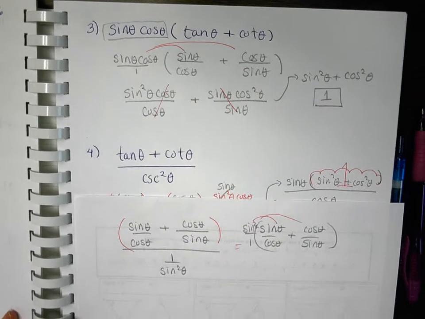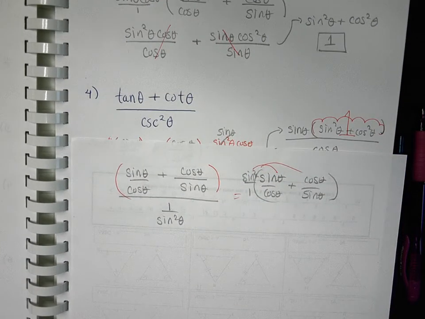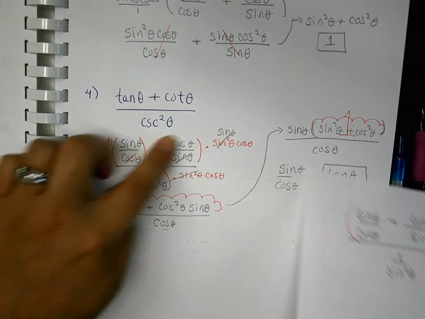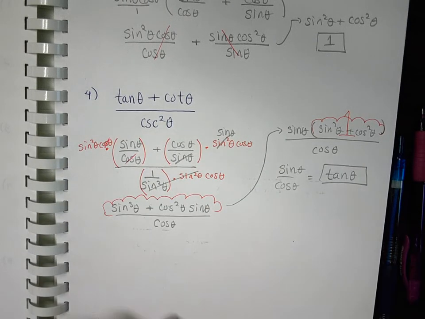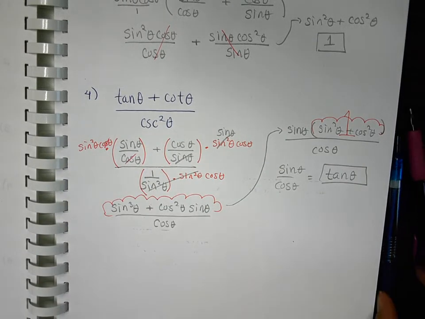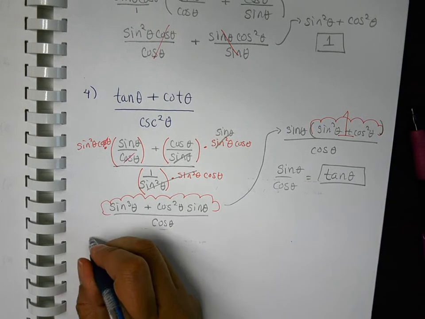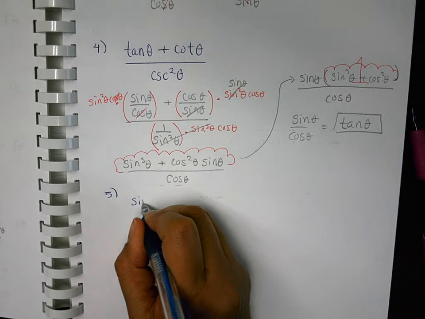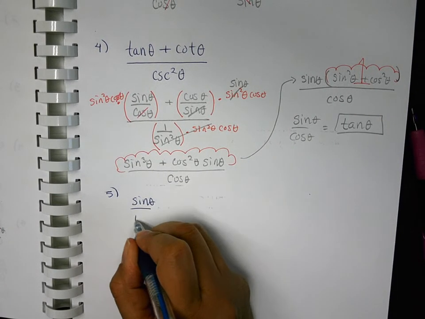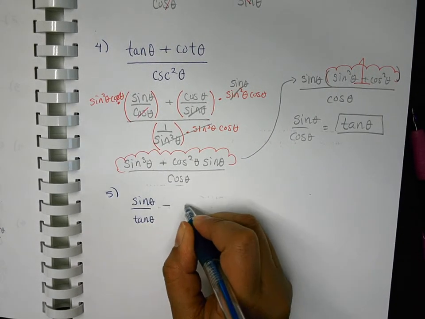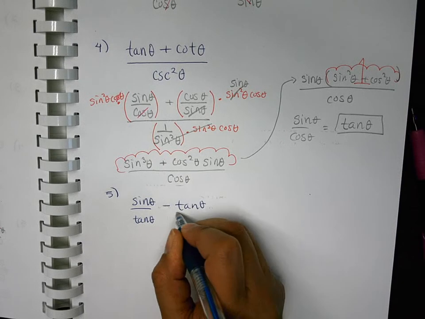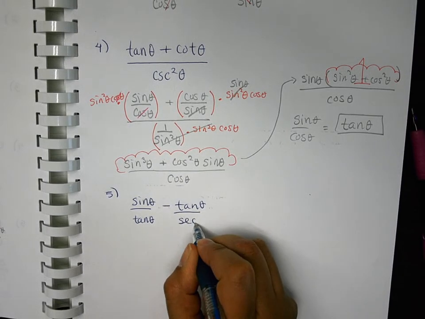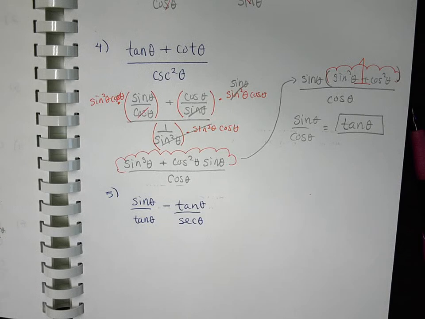There are a number of ways you can do this. I just wanted to show you this way because this is a tool you need for what? The test. All right. Questions before we move on to number 5? All right. Sine theta over tan theta, take away tan theta over secant theta. Can the tangents produce? No.